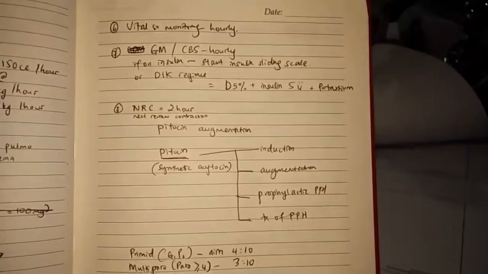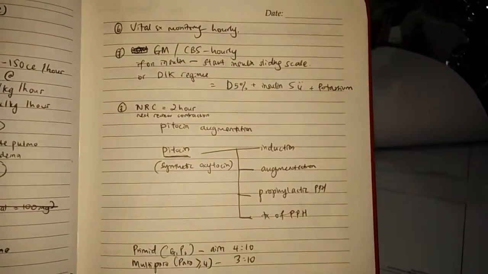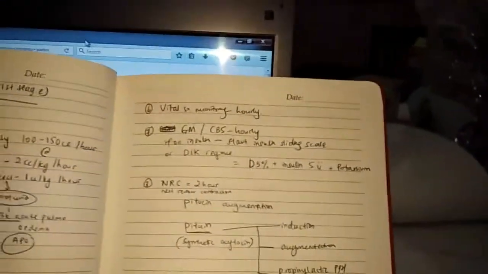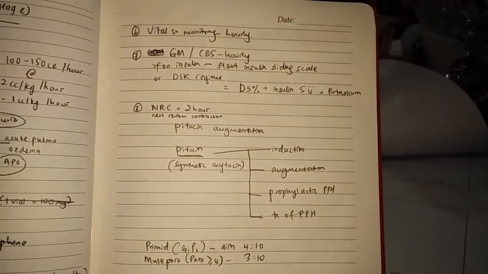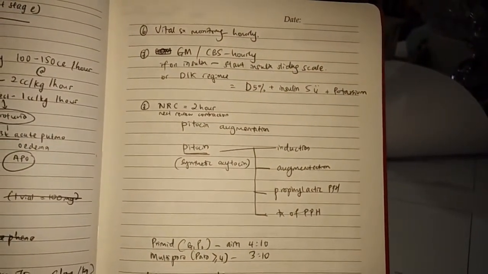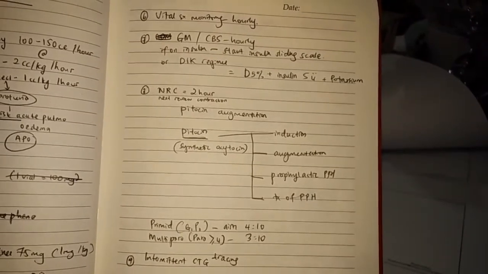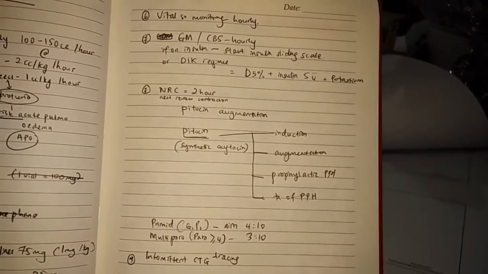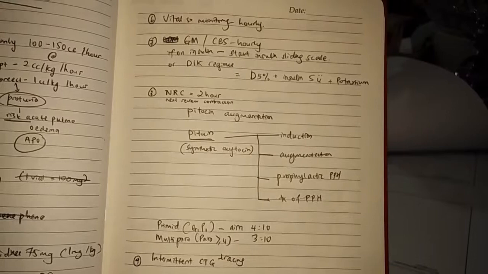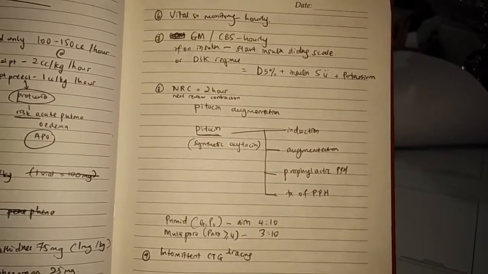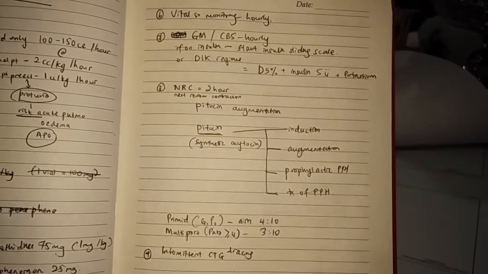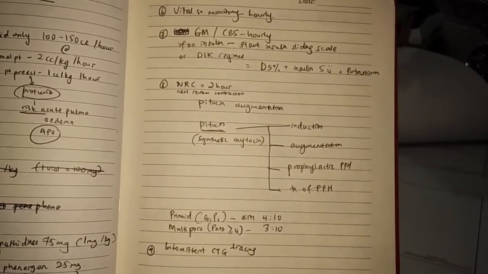We should do vital signs monitoring hourly. Glucometer, capillary blood sugar hourly. If she's on insulin, start the insulin sliding scale or DIK regime, which is dextrose 5% plus insulin 5 unit plus potassium.